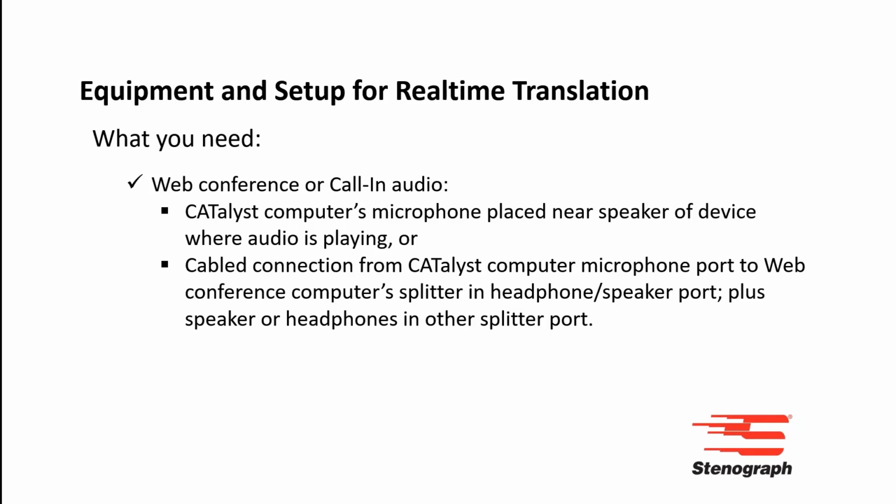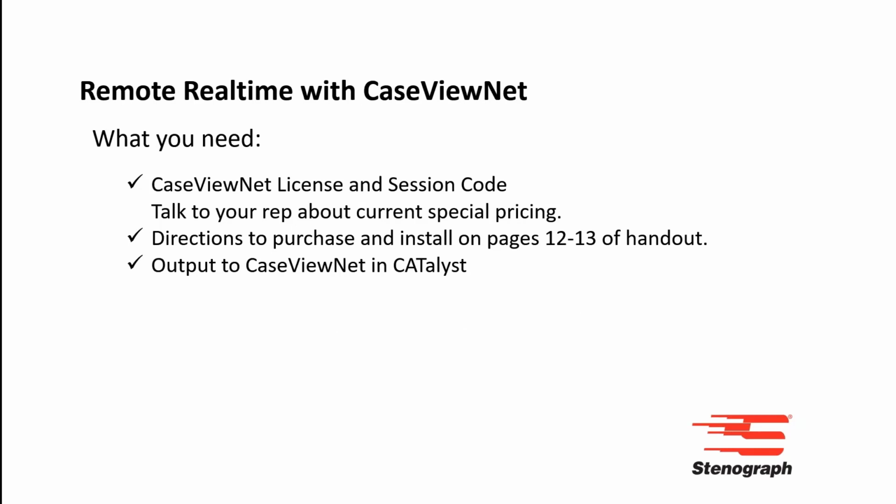Okay. The next thing I wanted to talk about is, let's say I do real-time with CaseViewNet. What do I need to add on for that? Not much. Basically, if you're a Catalyst user, I'm going to recommend that you have 2 things: a CaseViewNet license and a session code.